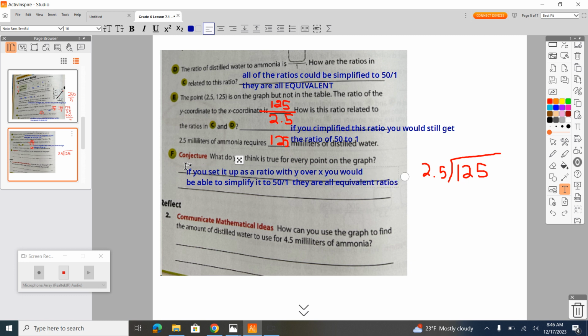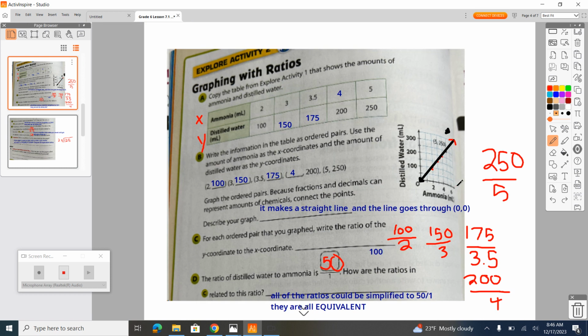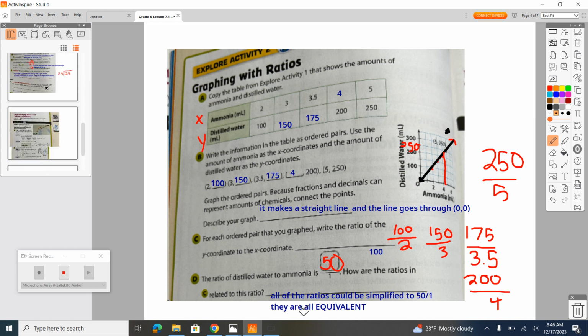So how could you use the graph to find the amount of distilled water for use in 4.5 milliliters of ammonia? Well, let's look at the graph. It's hard to see. I will get them flatter, but if you went right here, that's about where 4.5 is, and went up, you would see that it would be a little bit less than 250. So let's write that. Let's make sure we understand that.